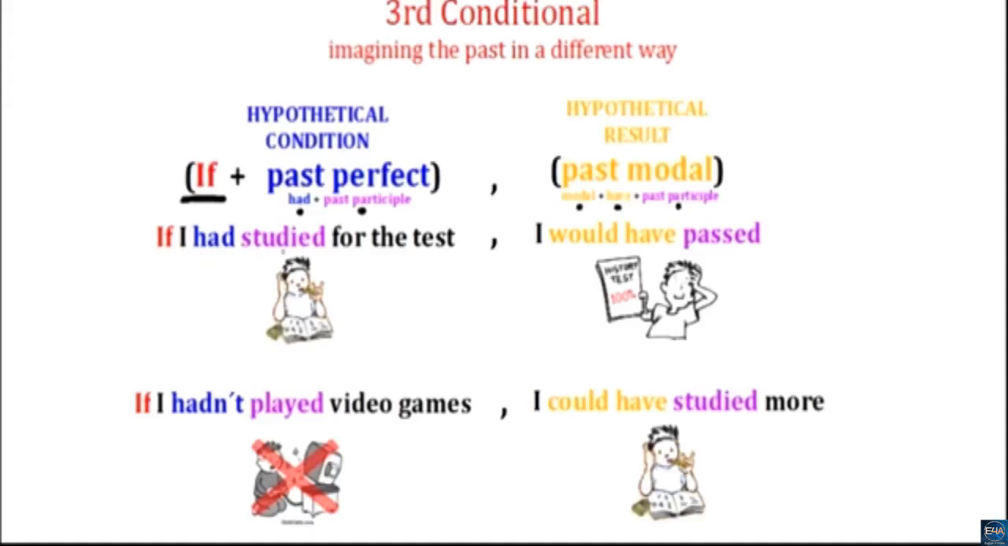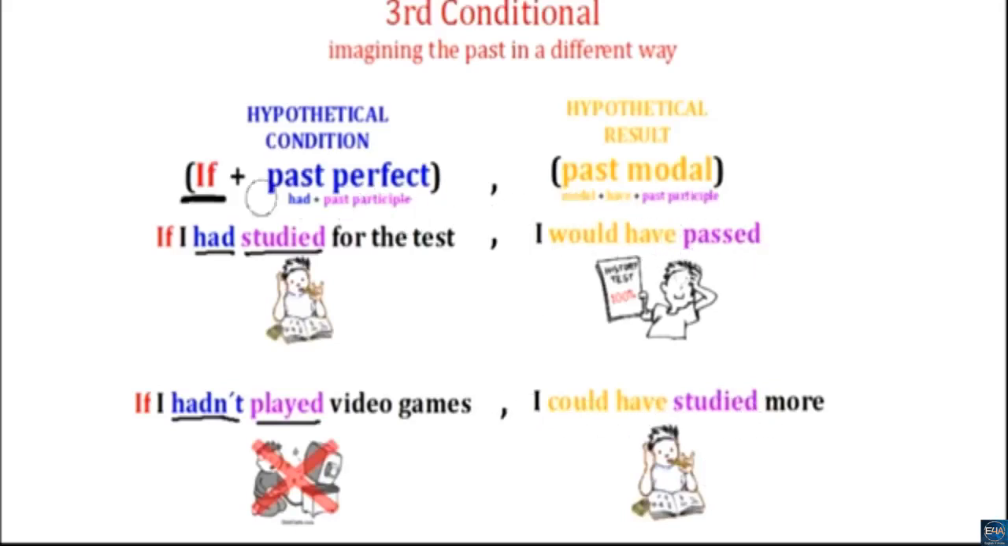Let's read this. It says, if I had studied for the test, hypothetical condition, I would have passed. Hypothetical result. Right? Or let's take a look at the negative sentence. If I hadn't played video games, I could have studied more. Okay? So remember, our condition, hypothetically, we always use the past perfect. For example, if I had studied for the test, that's the past perfect. Or if I hadn't played, that's the past perfect, right? For our hypothetical condition. And the hypothetical result is the past modal. I would have passed, past modal. Or I could have studied, that's also a past modal, okay?